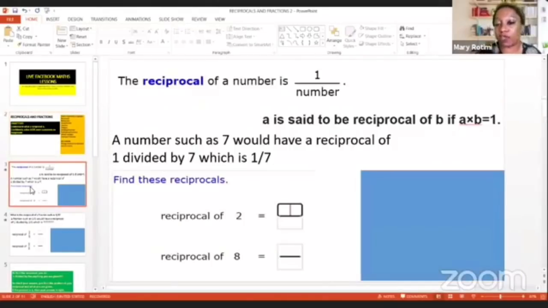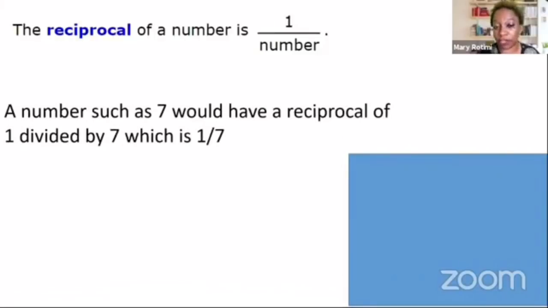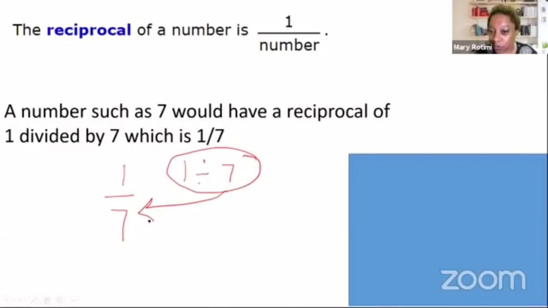Let's go. The reciprocal of a number is 1 divided by that number. So say, for example, let's put this on a slideshow. You have a number like 7, and you're asked to find the reciprocal of that 7. The reciprocal of that 7 will be 1 divided by 7, as you can clearly see I have written there. Because if you do 1 divided by 7, this is exactly the same as what I've written here. Now, that is what the reciprocal of 7 is.